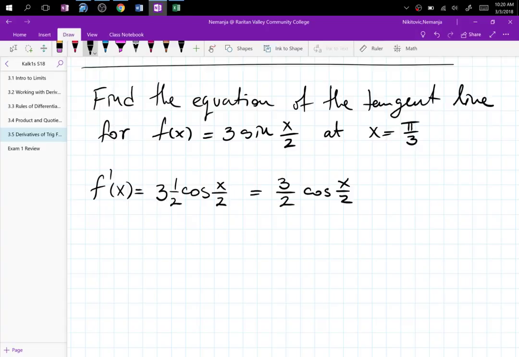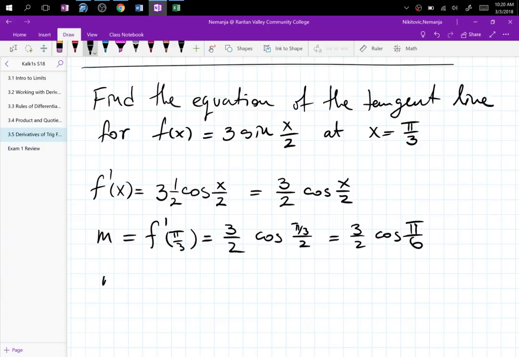Slope m is the derivative computed at the point which is pi over 3. So we have 3/2 cosine of pi over 3 divided by 2. So that's 3/2 cosine pi over 6. Cosine of pi over 6 is what? Very good. So 3√3 over 4 altogether when you compute. So you have your slope.